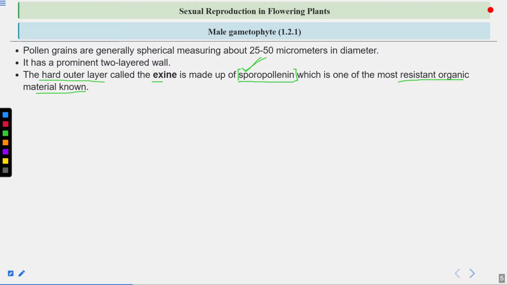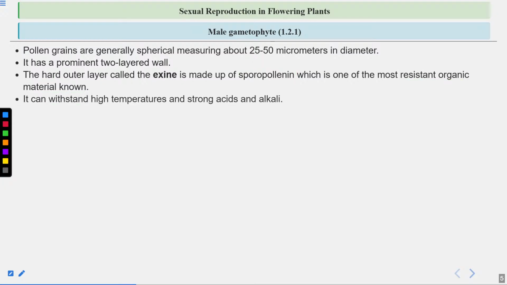So this is about the exine. Exine is made up of sporopollenin, and now we know what the sporopollenin is made up of, its chemical nature, and it is the most resistant organic material known. What is the meaning of resistant? Resistant means it can withstand high temperature, strong acid and alkali.